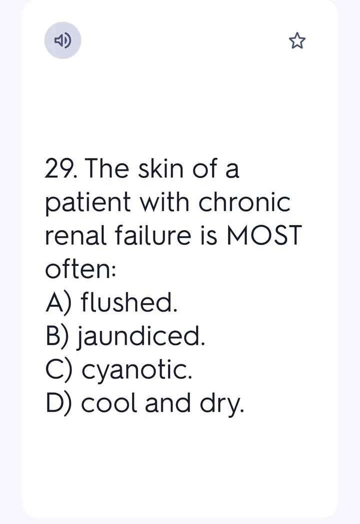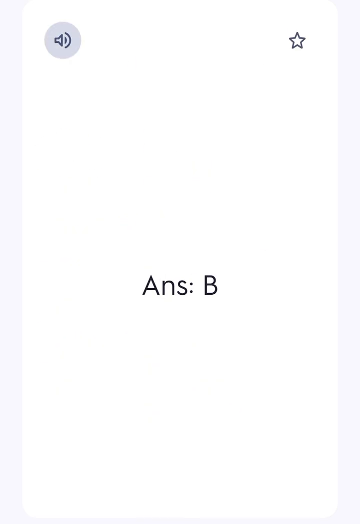29. The skin of a patient with chronic renal failure is most often A. Flushed. B. Jaundiced. C. Cyanotic. D. Cool and dry. Ans, B.